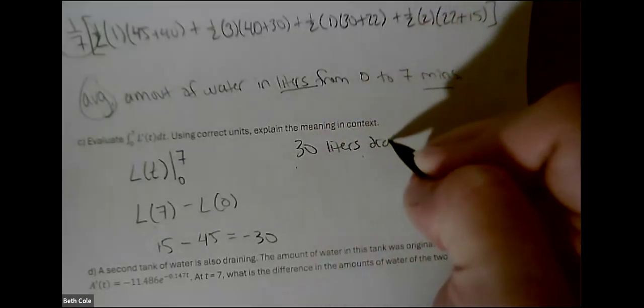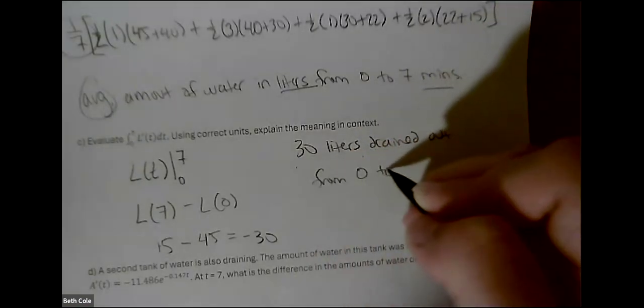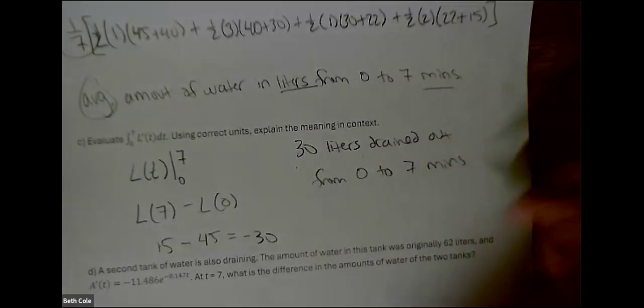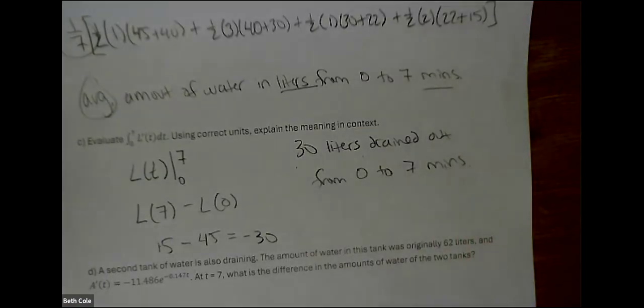And then they want an explanation of what that means. Well, if you subtract the amount you have at 7 minus the amount you started with, these are just amounts. This is just amounts in liters. If we take the 15 that we ended up with minus the 45 we started with, it means that 30 liters drained out from 0 to 7 minutes. Means your amount decreased by 30 liters from 0 to 7 minutes.